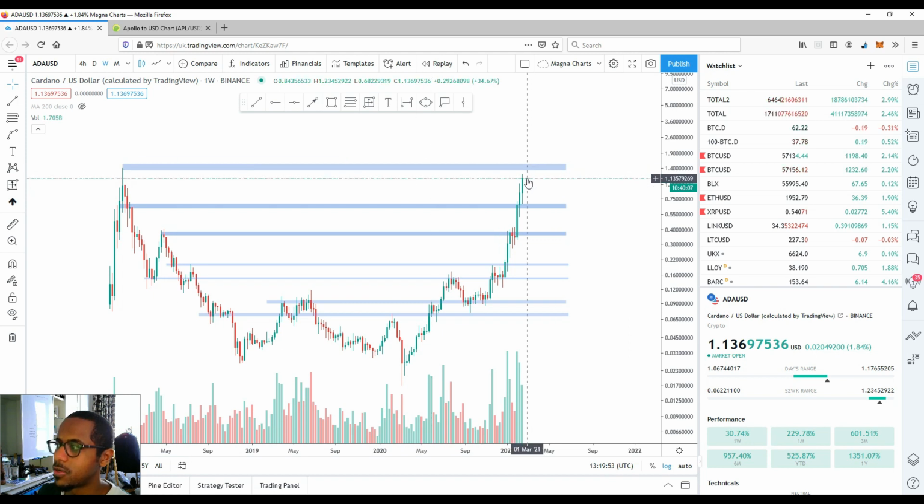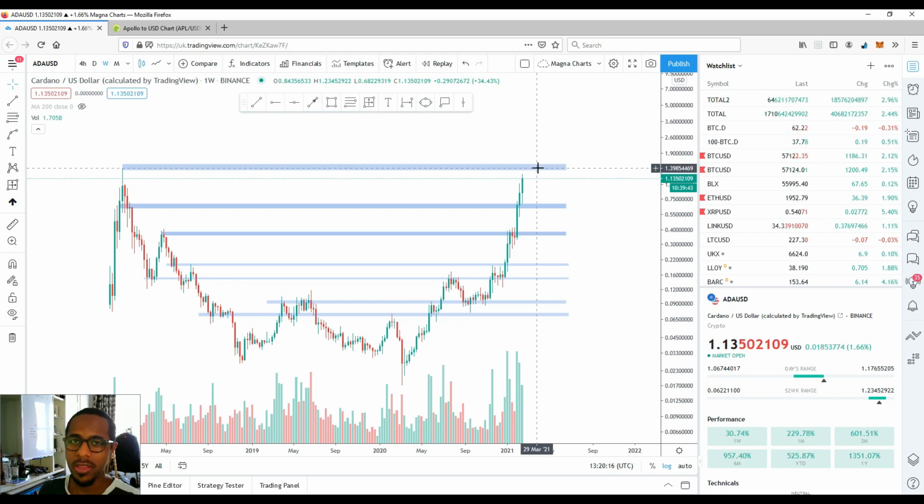It needs to reclaim this as support and then have a go at the all-time high of $1.40. It could very well go straight for it. It's not too far away. A lot of people are bullish on Cardano, so it could definitely attack this all-time high.